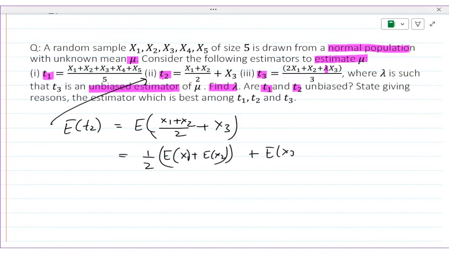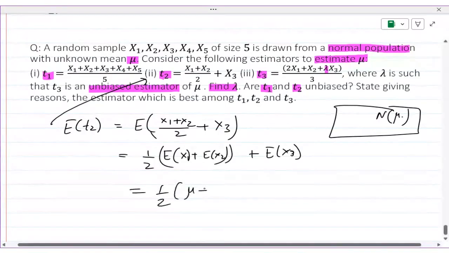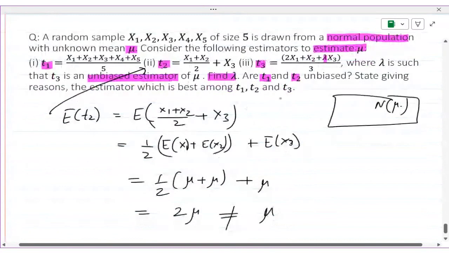Now because the sample has been taken from the normal population, where the mean of every member is mu, x1, x2, x3, x4, x5 all will have mean mu. So 1 by 2 into mu plus mu, plus mu. So 2 mu by 2 is mu, mu plus mu is 2 mu. So the expected value of T2 is 2 mu, which is not equal to mu. It means T2 is not unbiased, T2 is biased.